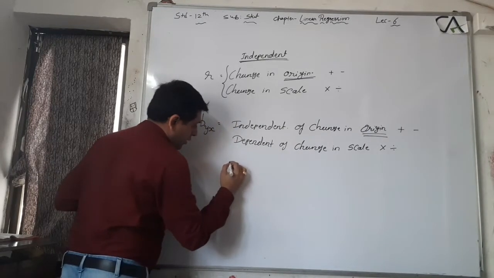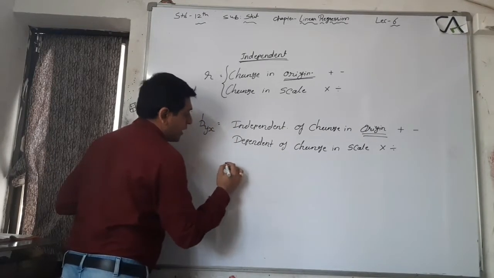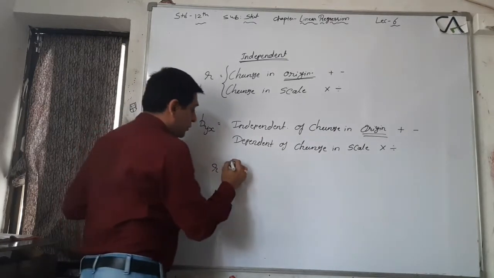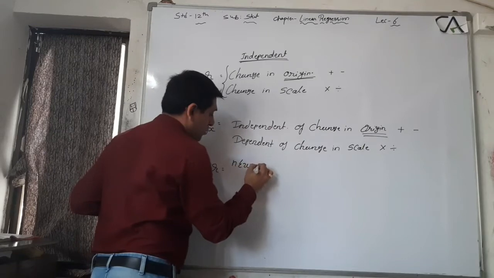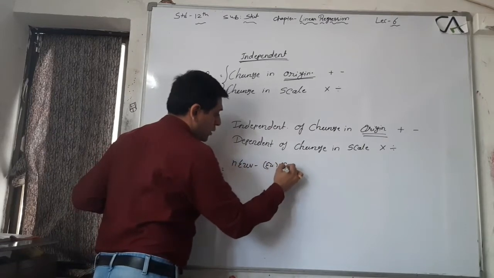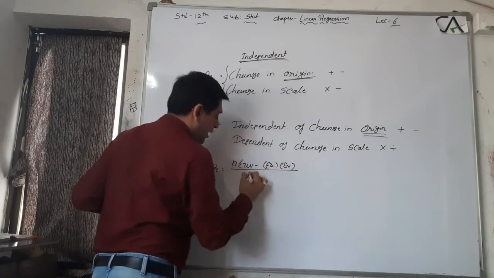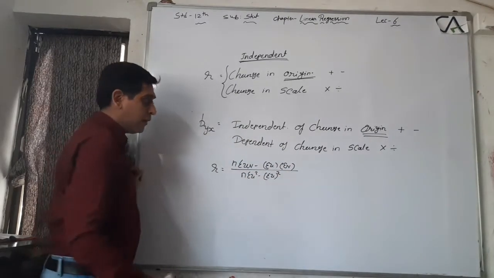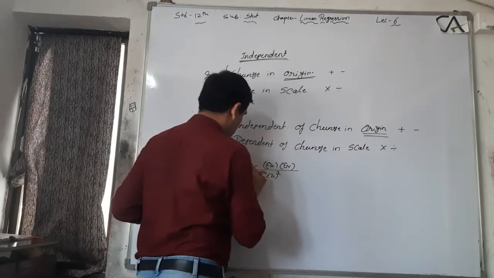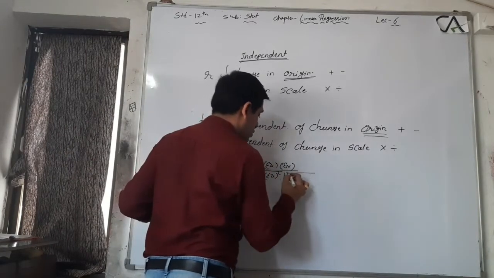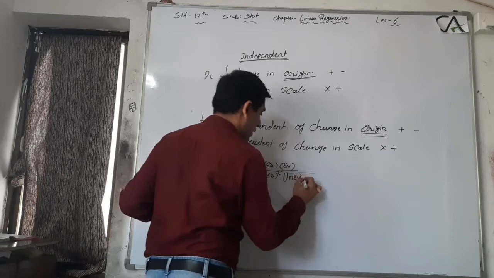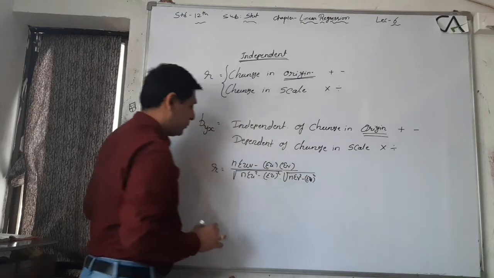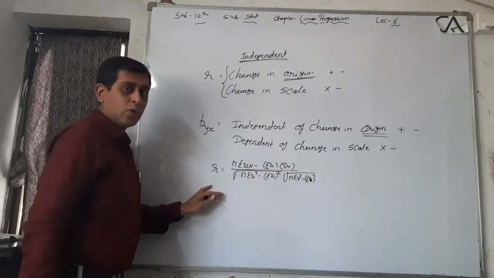I will teach you the formula-based method, that is the formula for r. What is the r formula? For the shortcut method: n sigma uv minus sigma u sigma v, upon the square root of n sigma u square minus sigma u whole square, and in the next square root, n sigma v square minus sigma v whole square. This is the formula for uv.